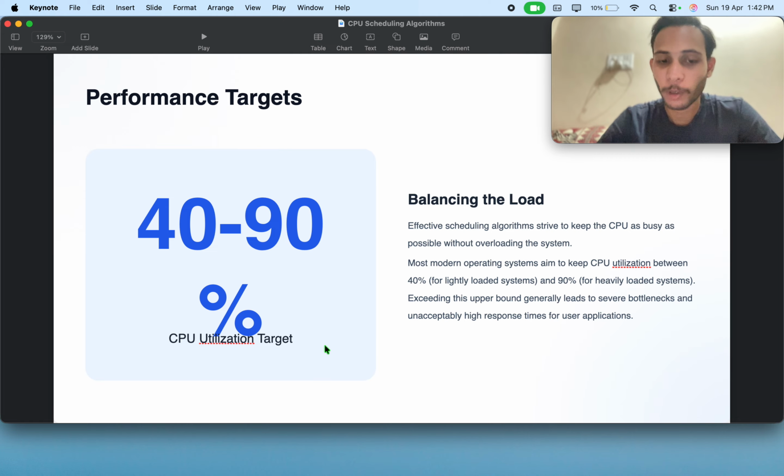Last is performance targets. What are the actual performance targets the OS is aiming for? We want to keep the CPU busy, but not completely overloaded. A healthy system typically targets between 40% utilization when idle up to 90% under heavy load. Pushing past 90% usually means your system is starting to freeze or lag.